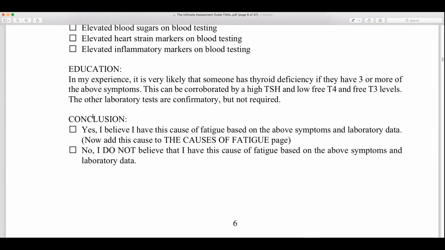So then here's the conclusion. So yes, I believe I have this cause. So you would mark that off. Go back up to page 2 and mark off thyroid on that.